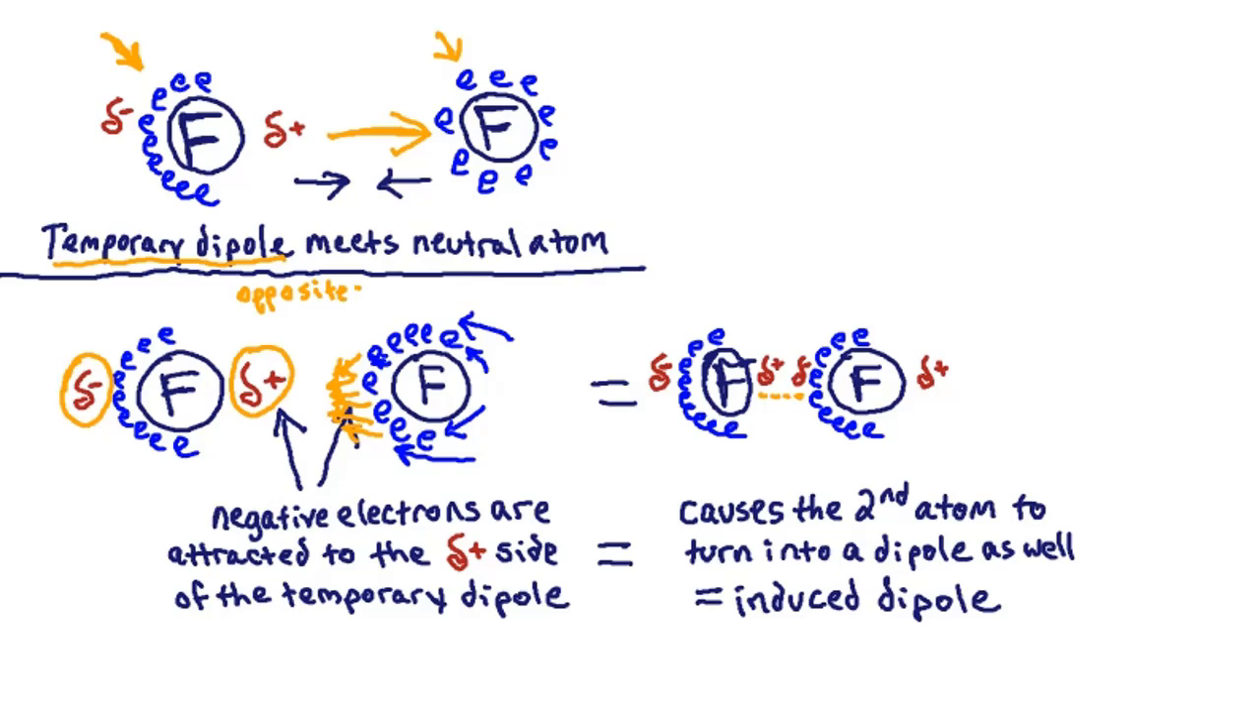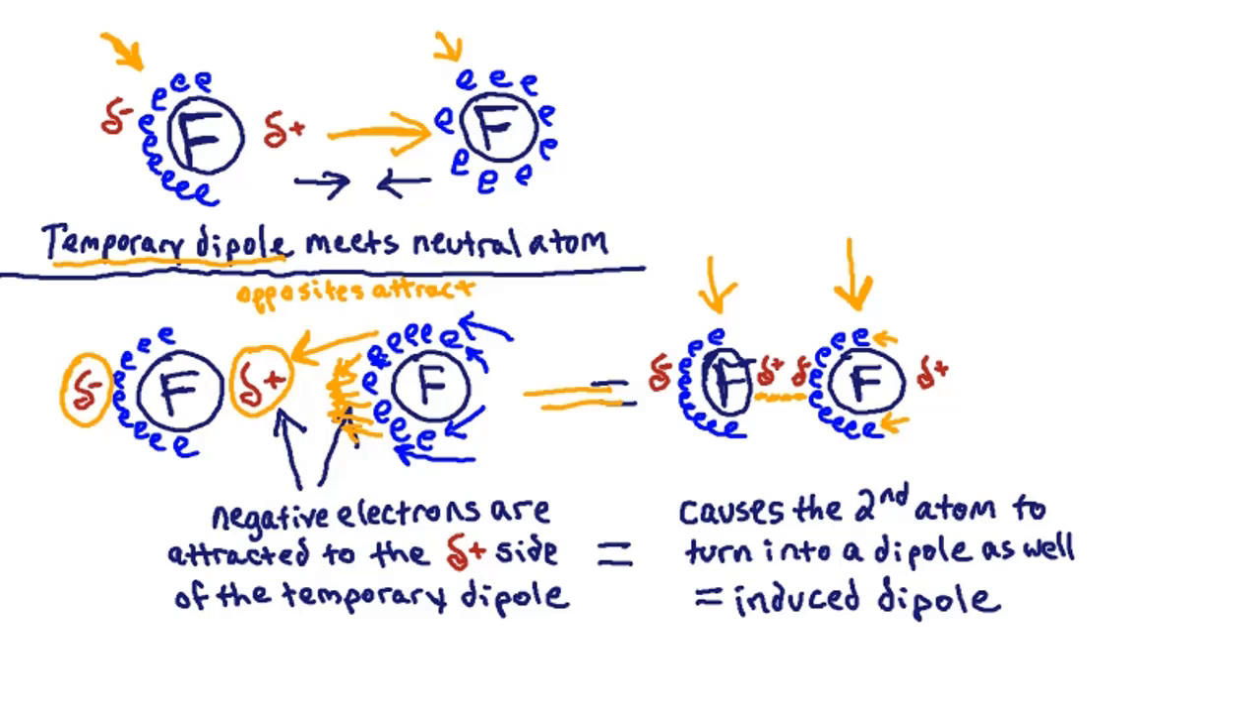opposites attract, and these electrons are all negatively charged, so they are attracted to the partial positive charge of this other fluorine temporary dipole over here. So that causes the second fluorine atom to also turn into a temporary dipole. It causes all of this fluorine's electrons to also bunch up on one side of the atom because it's attracted to the partial positive force of the first temporary dipole that we were talking about.